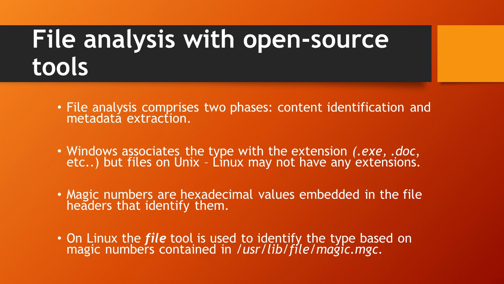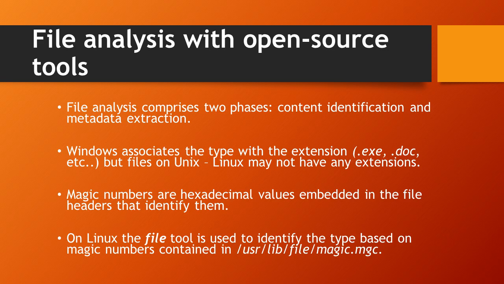On Windows, the type of a file is usually associated with its extension, that is a suffix of the file name of three letters, such as, for example, .exe, .doc, and so on. On Unix-derived systems, instead, files may not have, and usually don't have, any extensions. So we can't simply rely on the extension to determine the file type, also because anybody could change the extension without affecting its structure and contents.